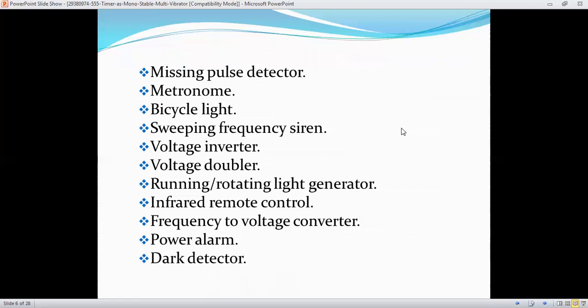Similarly, this is another one. This includes a missing pulse detector, metronome, bicycle light, sweeping frequency siren, voltage inverter, voltage doubler, running and rotating light generator, infrared remote control, frequency to voltage converter, power alarm, and dark detector.